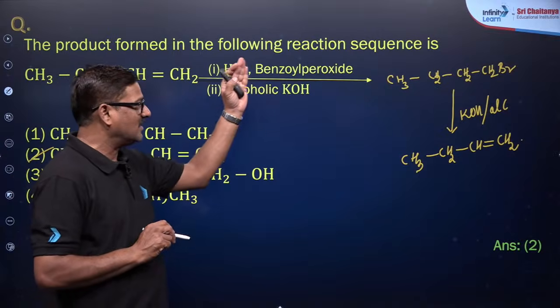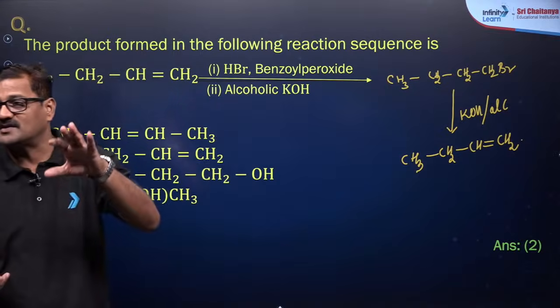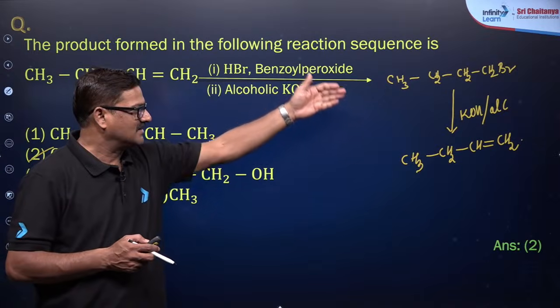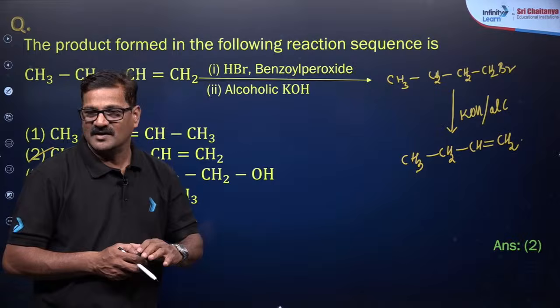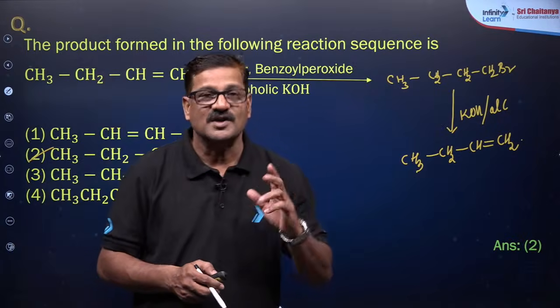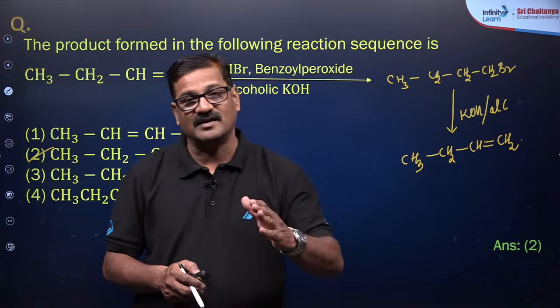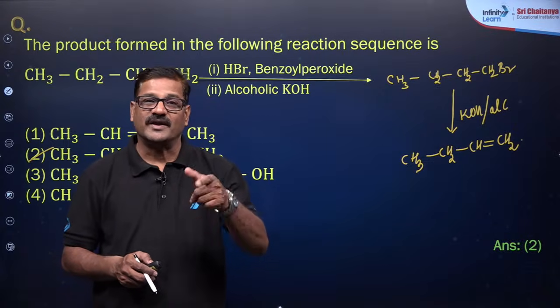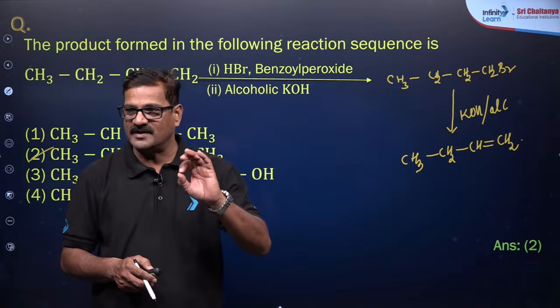This is a free radical addition reaction, peroxide effect and anti-Markovnikov addition, and this is dehydrohalogenation. When dehydrohalogenation takes place, primary alkyl halide undergoes E2 reaction and secondary and tertiary will go by E1 reaction. Got it? It is very important.